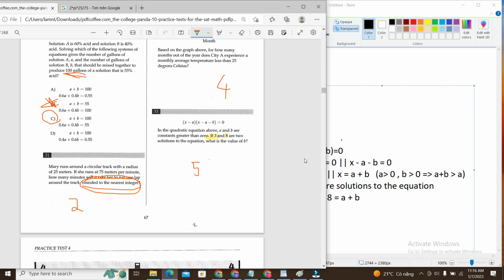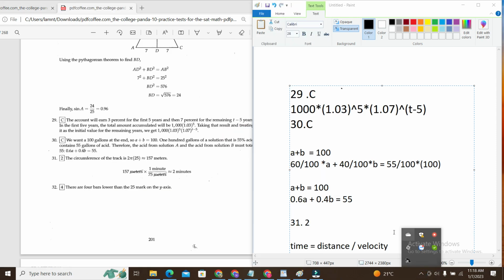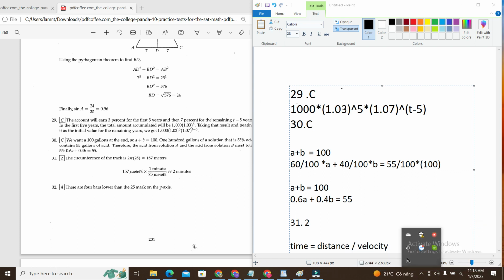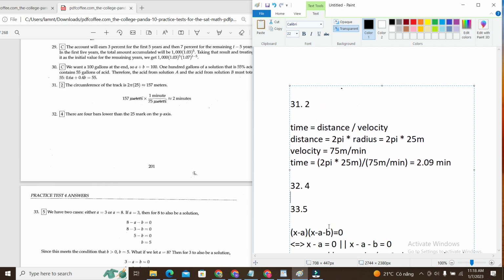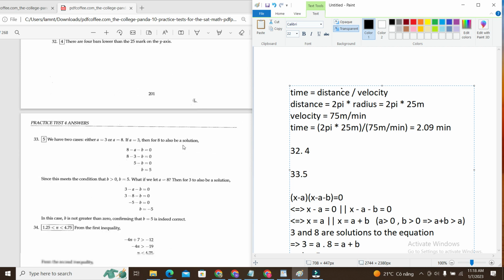So let's check the answers. Let's check 29 C, 30 BC. That's correct. 31 is 2, that's correct as well. 32 is 4. 33 is 5. So that's all correct.